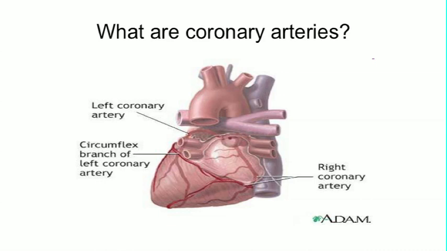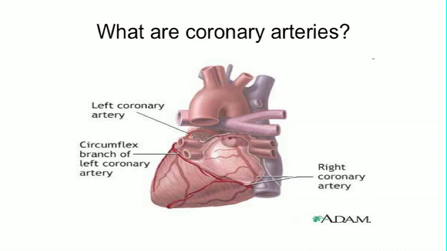All of us have three main coronary arteries. One on the right side here, which is called the right coronary artery, and there's one that comes off on the left side, which branches into two arteries. So we have two on the left and one on the right. And then you have small branches that come off of the main arteries. So those are the coronary arteries.